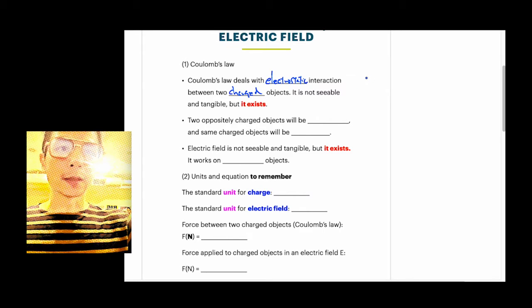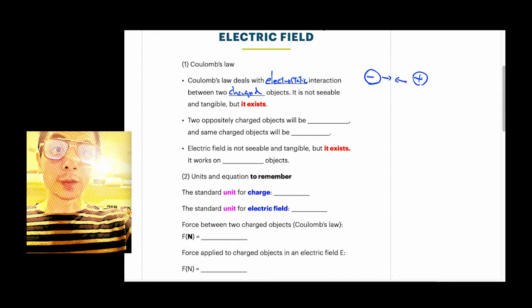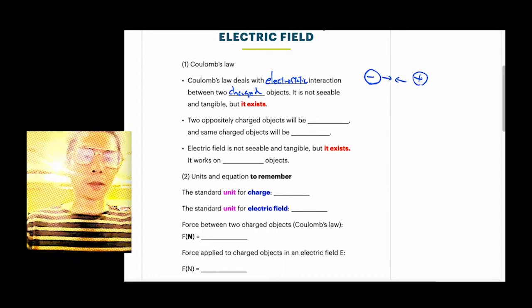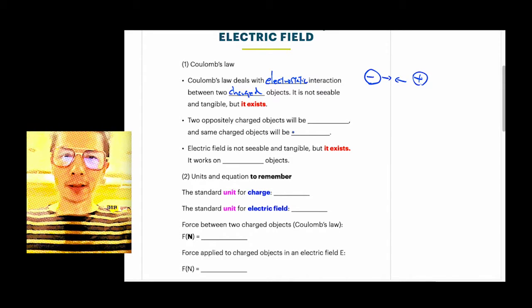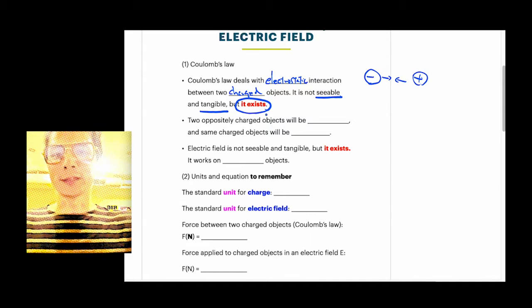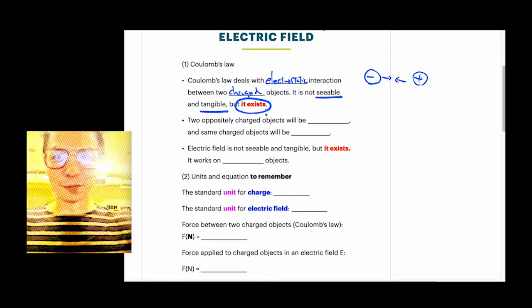So you can imagine that you have a negatively charged object and a positively charged object, and they are attracting each other. This is all about Coulomb's law. Unfortunately, the electrostatic interaction cannot be seen and is not tangible, so it's kind of hard to imagine, but it exists. Again, this is something you have to accept if you have to deal with this problem.